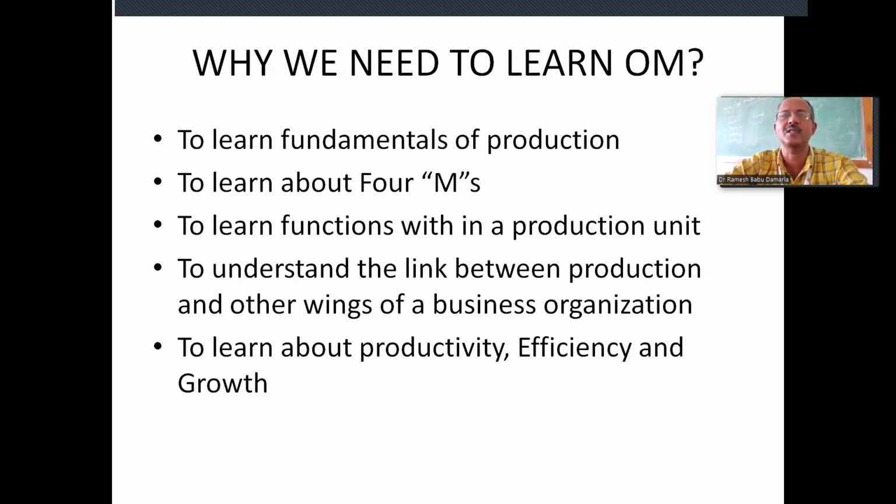Why do we need to learn about operations management? The purpose is to know the fundamentals of production. Basically, 4 M's are used. Men, that is both men and women, manpower, which are used in the process. Materials, that is raw materials used, or semi-finished materials used, or standard accessories, spare parts used, all that comes under materials. Then machinery, you need a welding machine to join 2 components.